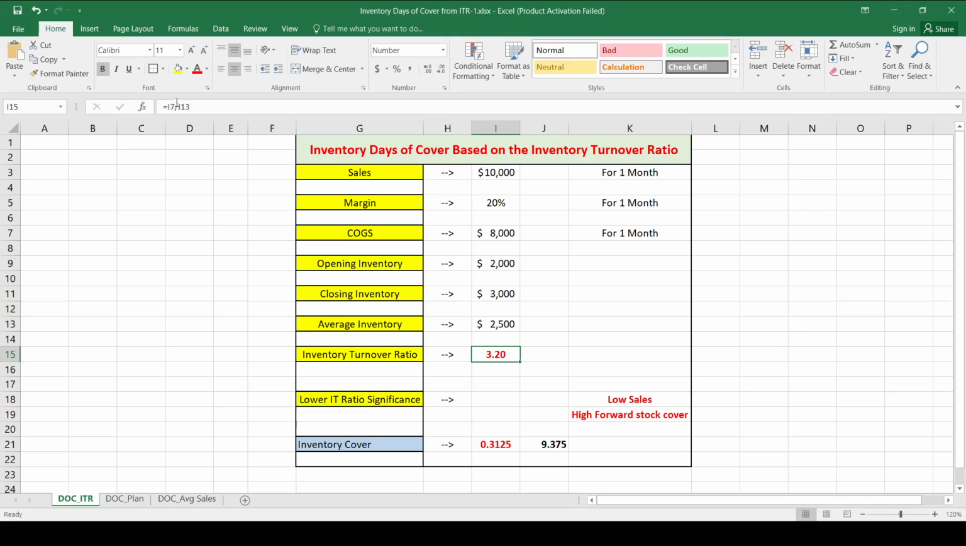It simply means that you're holding a lower average inventory, so your inventory turnover ratio is higher, and you're not blocking any capital in your inventory. Okay, so it's a good indicator. In this case, it may look like a poor indicator that days of cover is very less, but you're not having a higher holding cost. So ideally, inventory turnover ratio should be as high as possible.